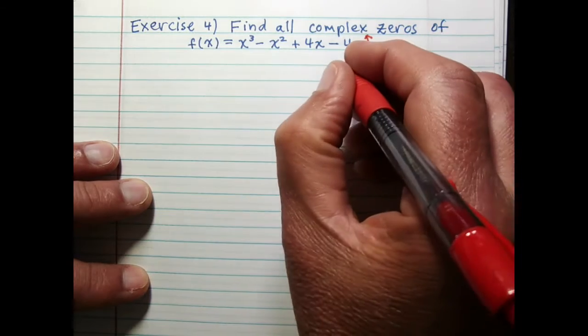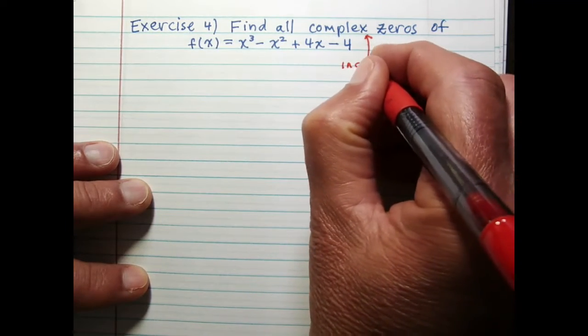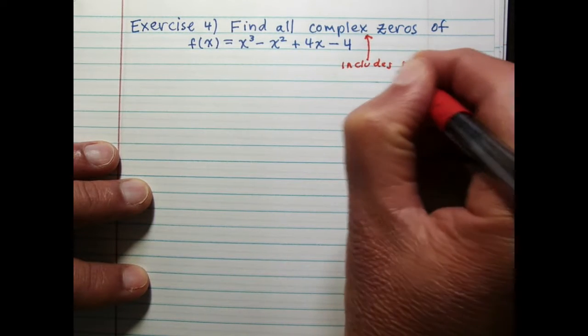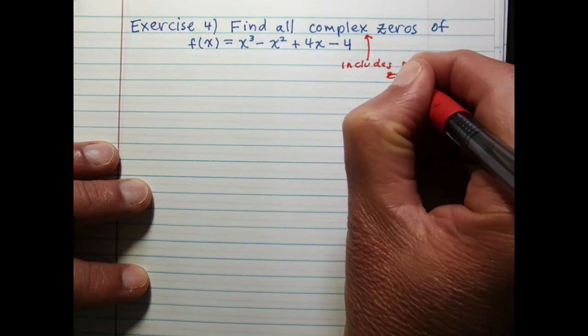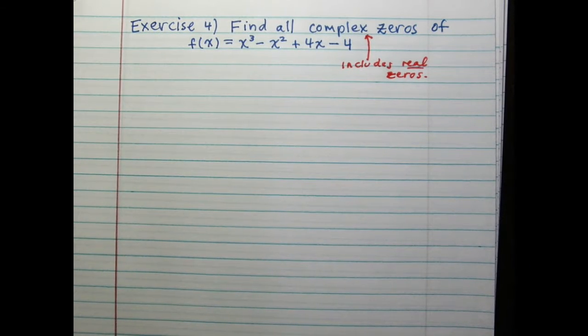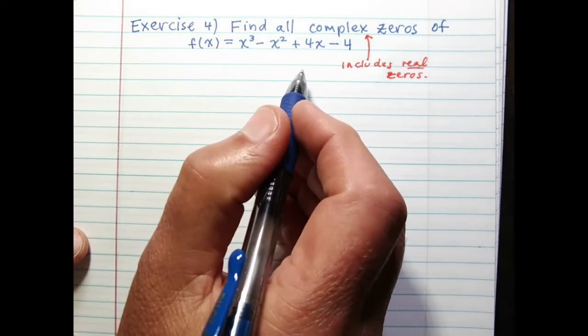And just be aware that this includes real zeros. So everything we've done up to now applies as far as our remainder theorem, factor theorem, rational root theorem, all that applies. And there just might be a little bit more going on, and we'll see what happens as we start investigating this.